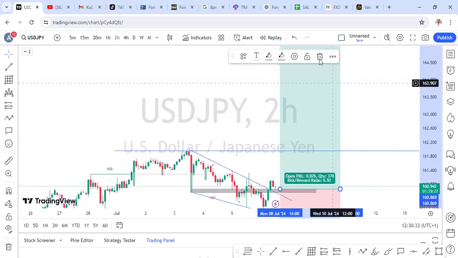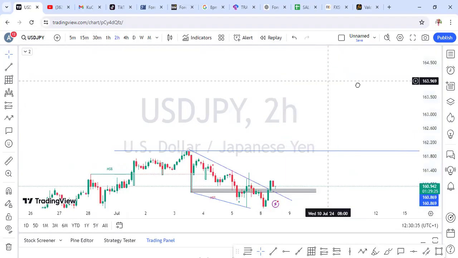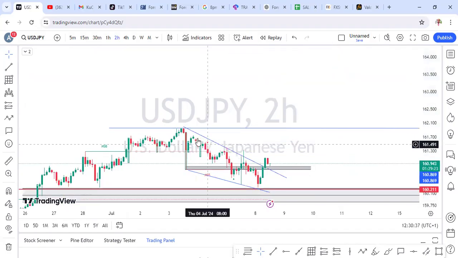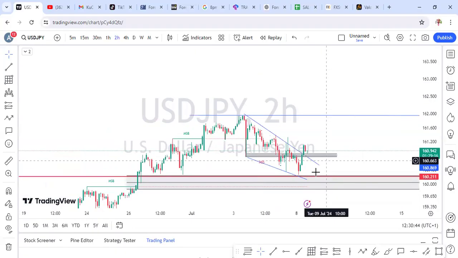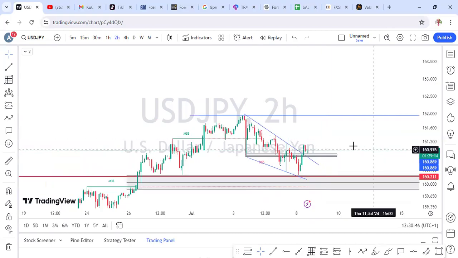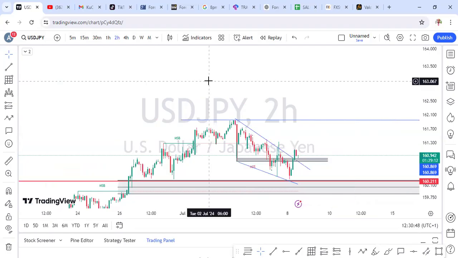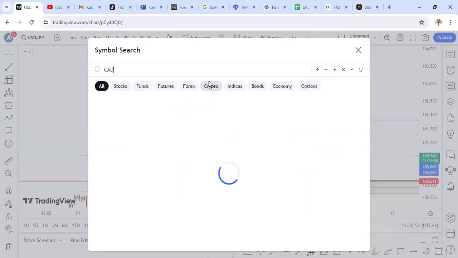I have two positions on UJ already. One is around here. It still gives me drawdown, but I have another entry here. So the two are running. That is UJ. Then CAD JPY. It's another good setup.